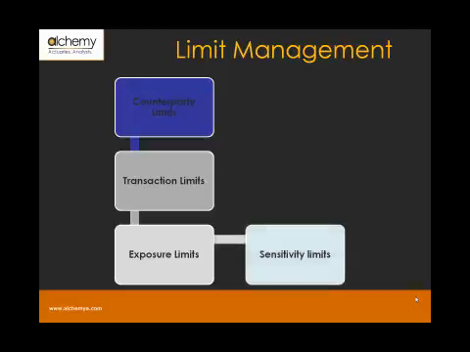Next in line are sensitivity limits. So what happens to our numbers, to our P&L, to our balance sheet, to our exposure when interest rates go up or come down, when volatility goes up or comes down, when exchange rates go up or come down. And collectively, when we look at all four of these pieces together, we name this the limit management framework. So counterparty limits, transaction limits, exposure limits, and sensitivity limits. These four are the primary pieces of the limit management framework that we are going to review as part of this module.